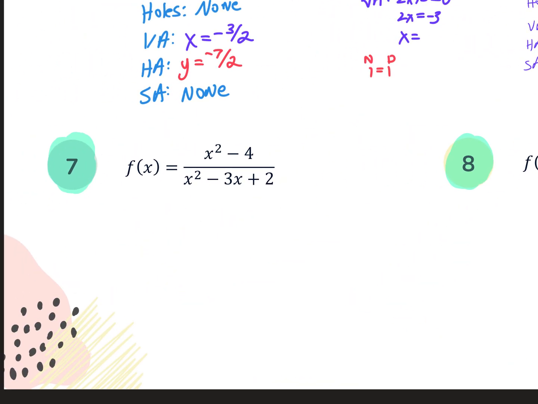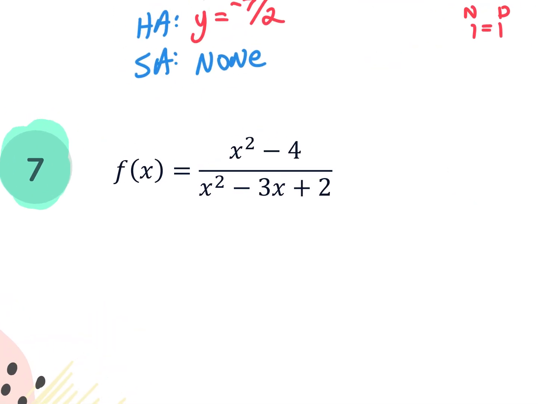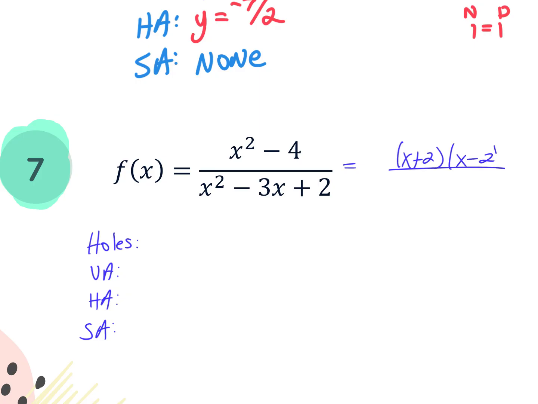All right, 2 more, then we're done. Write your list. Holes, vertical asymptote, horizontal asymptote, slant asymptote. What do I need to do first? Factor. Very good. What does the top factor into? X plus 2, x minus 2. What about the bottom? X minus 1, x minus 2. Okay, what do you guys see? I have x minus 2 twice.